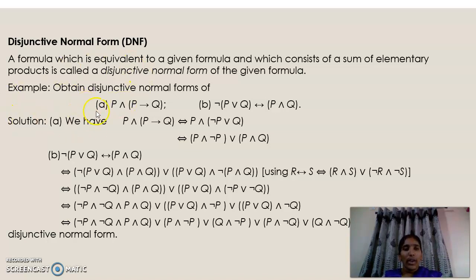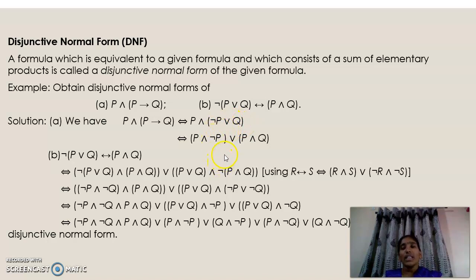So we consider the first formula, P and (P conditional Q). The first step of the normal form is to remove the conditional and biconditional. In our given formula we have the conditional statement. Already we know the formula: P conditional Q is equivalent to negation P or Q. So we write here negation P or Q. Is there any negation in front of the formula? Not in front of a variable, in front of a formula. So here negations are not there.